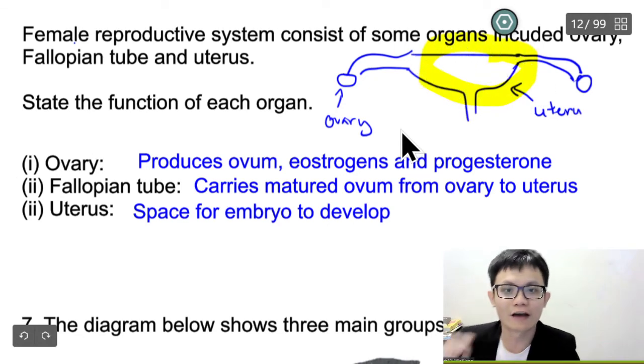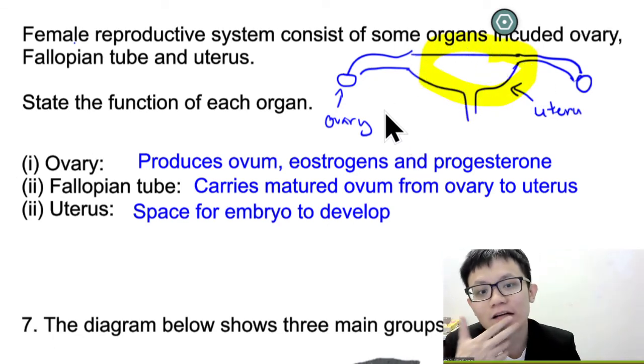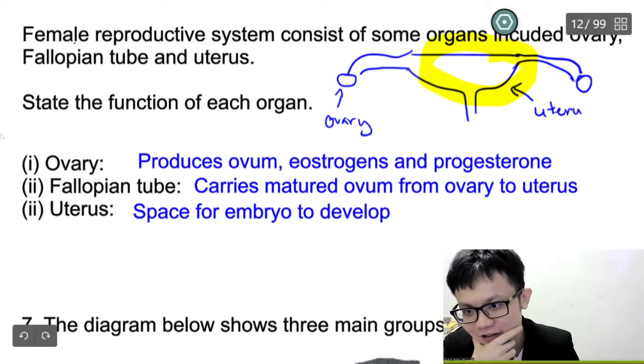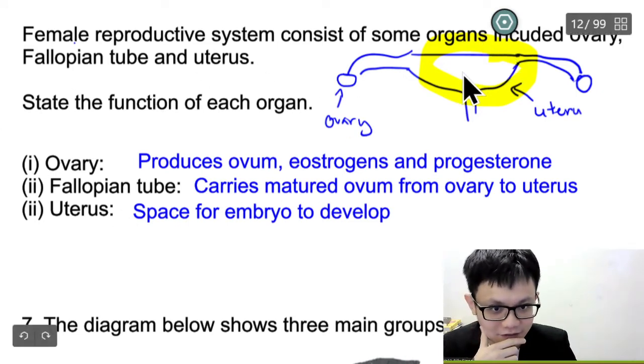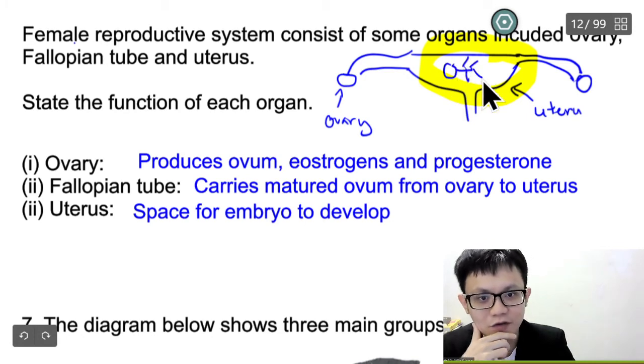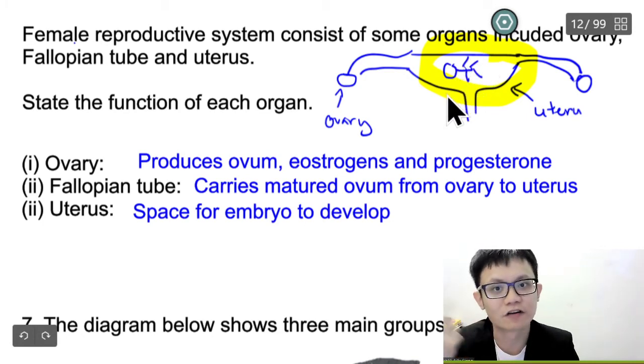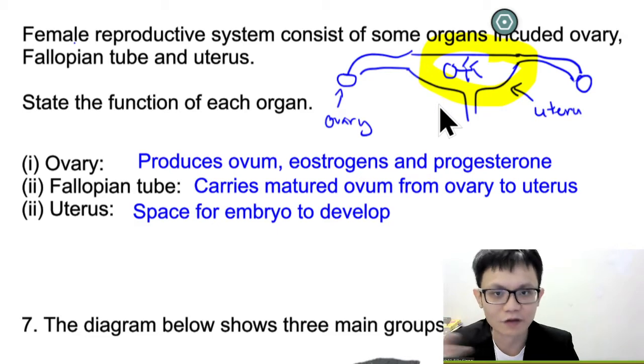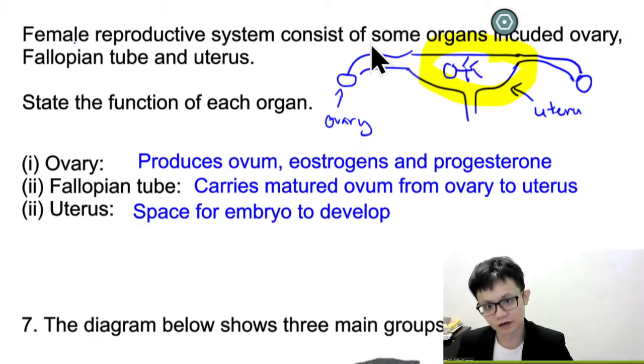So females have a uterus and males do not have a uterus. The baby will be here, sleeping here. But before the baby, we call it a fetus. Before the fetus, we call it an embryo. Before the embryo, we call it maybe a zygote, and then sperm, ovum, and so on.